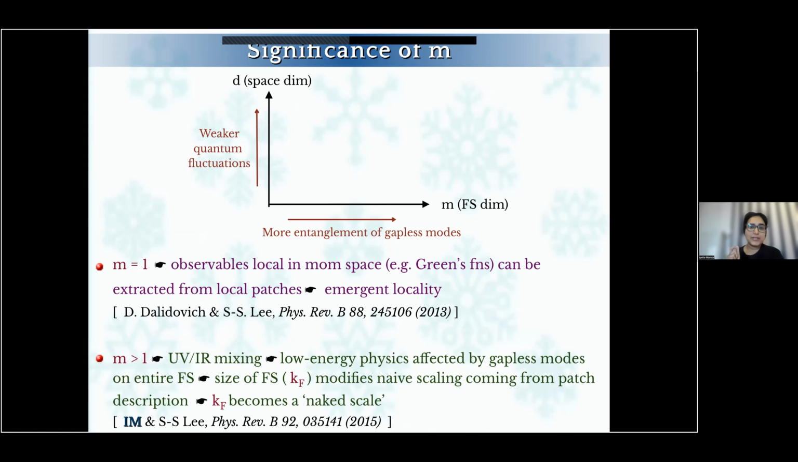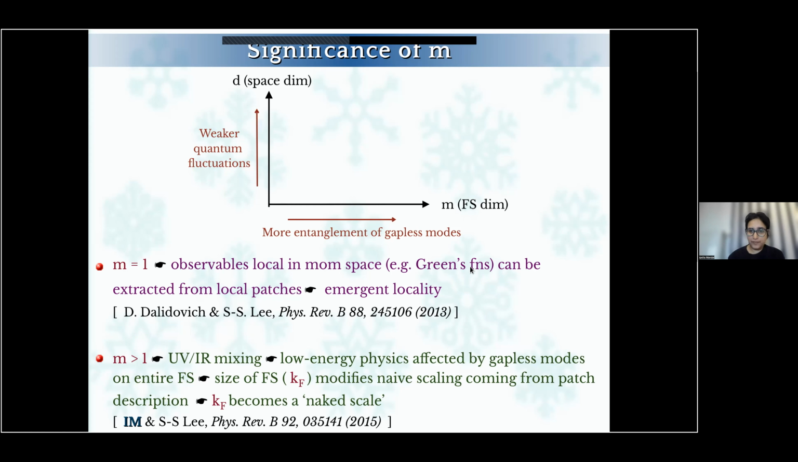Now, let me try to emphasize the significance of the various dimensionalities we have in the system. There is this overall spatial dimension d, and if we increase d, the quantum fluctuations become weaker and weaker. That's what I explained while explaining the dimensional regularization philosophy. There is this other dimension m, which is the dimension of the Fermi surface. If we increase the dimension of the Fermi surface, then the gapless modes become more and more entangled with each other. Right at m equal to 1, the observables are local in momentum space. I mean, there is no entanglement with each other.